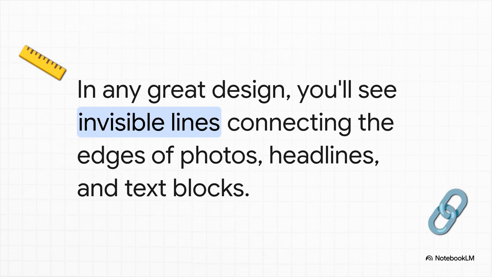I want you to start looking for this everywhere. I mean it. Pick up a magazine, go to a website, and you'll start to see it, this invisible grid. The top of a photo lines up perfectly with the top of a text column. The left edges of 3 different paragraphs are snapped to the same exact line. Once you see it, you can't unsee it. That's the power of a strong grid.